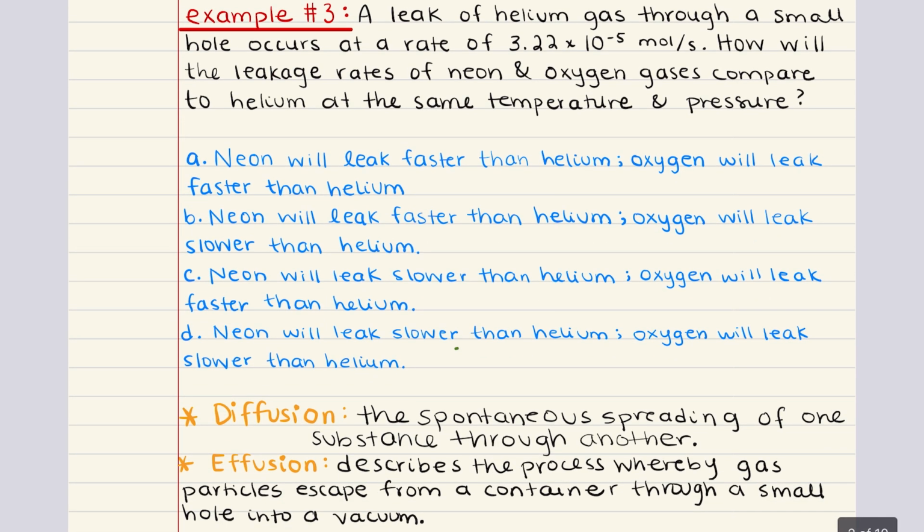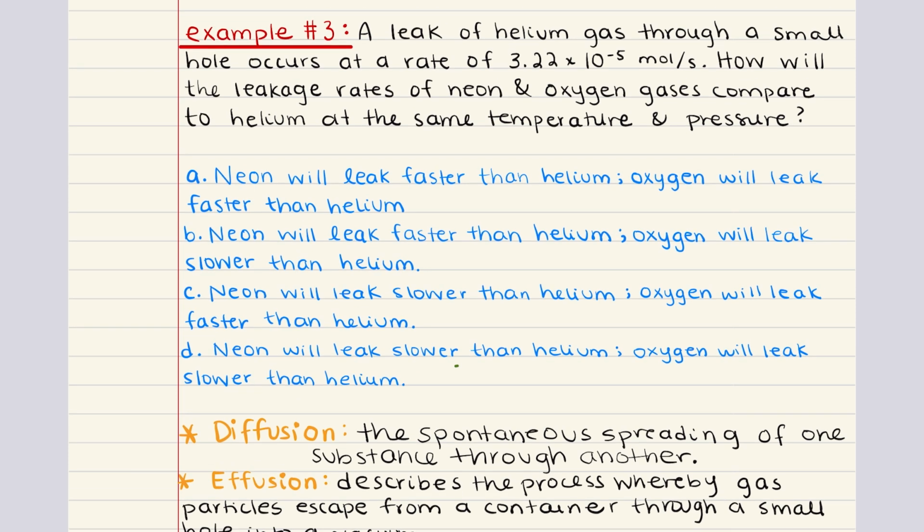Next up, we have problem 3. Problem 3 says a leak of helium gas through a small hole occurs at a rate of 3.22 times 10 to the minus 5 moles per second. How will the leakage rates of neon and oxygen gases compare to helium at the same temperature and at the same pressure? A says neon will leak faster than helium.